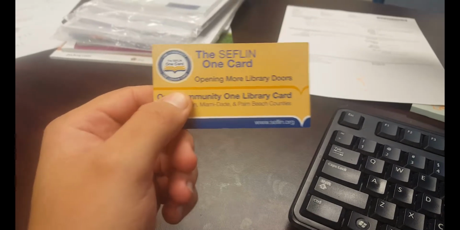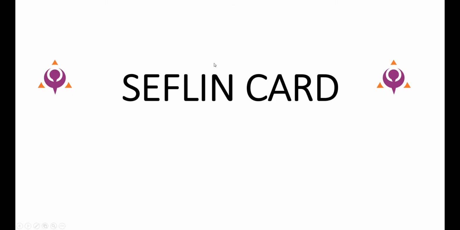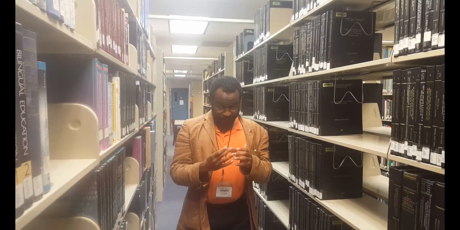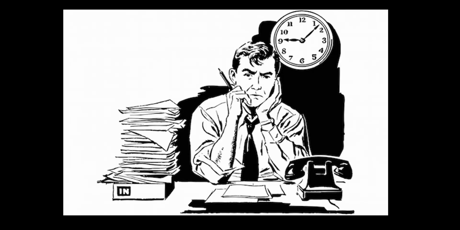To get and use resources from other libraries, come to us in the library and ask for a Cephlin card, which lets you borrow materials from elsewhere. Cephlin and Worldcat are unbeatable together. Wow, a Cephlin card. More library opportunity. I got the power.